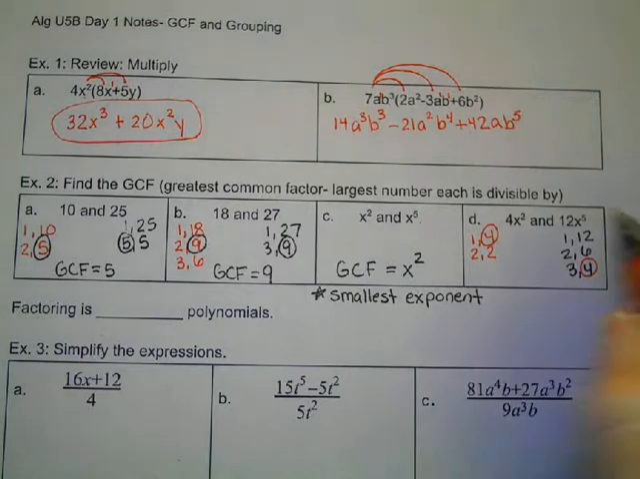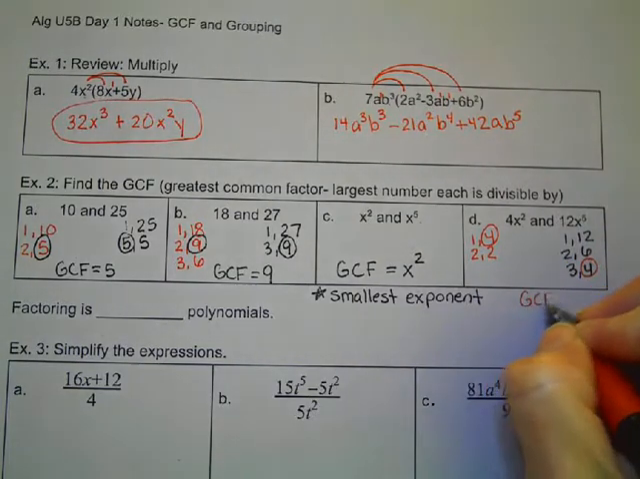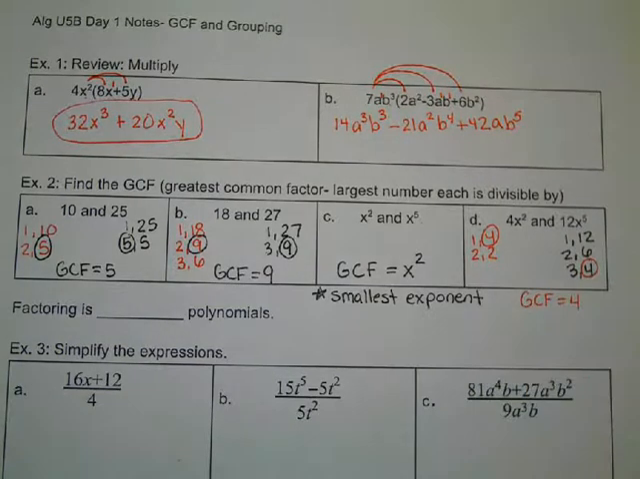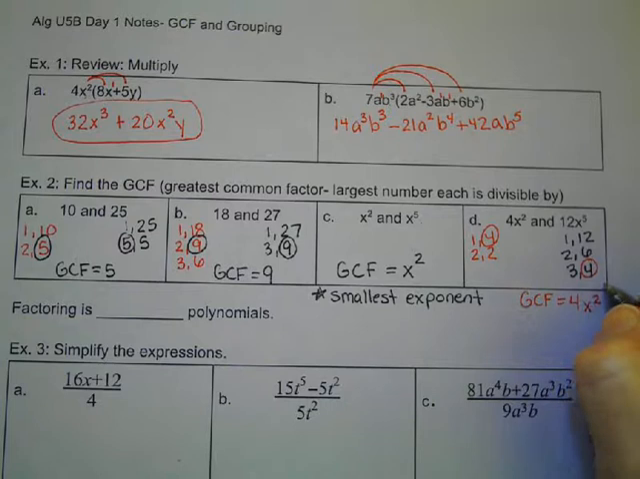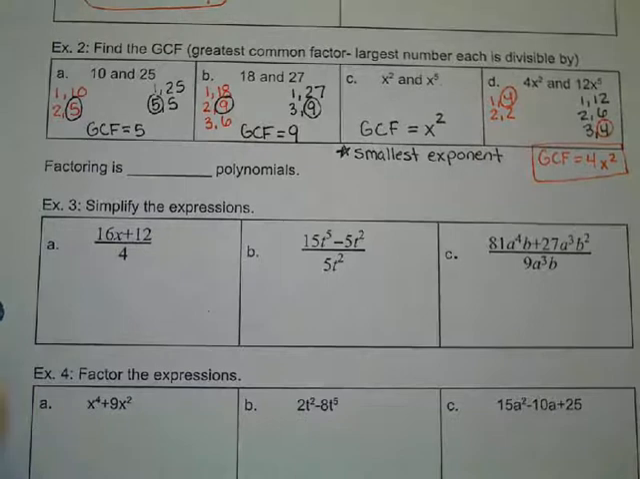So our greatest common factor for this one would be 4. And you have to pick out the smallest exponent. So we're going to say 4x to the second would be the greatest common factor for that one. Alright, so like I said, we're kind of working backwards here. We're figuring out what can they both be divided by.